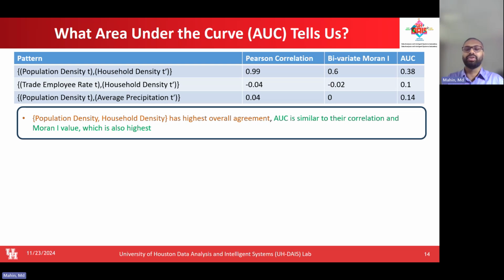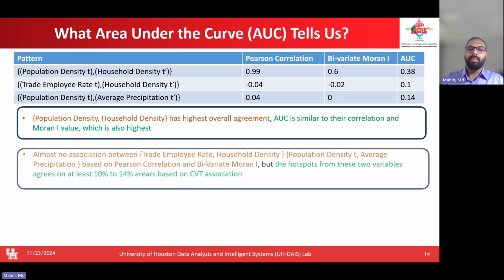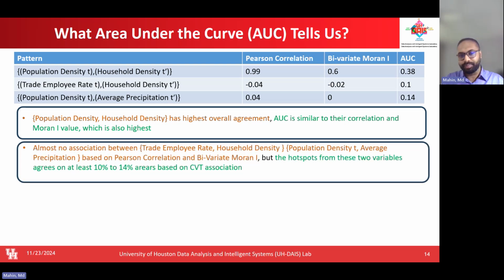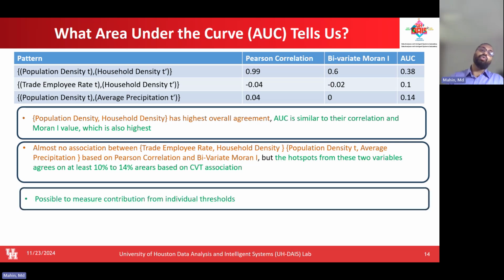Where they are high, the AOC is also high, and where they are low, the AOC is also low. But even when there is no correlation or association for Pearson correlation or bivariate Moran's I, because the values are something similar to zero in both cases, meaning there is no relation, our AOC can find that there is at least 10% to 14% agreement on average for different thresholds in these two variables. Now, another strongest point of our method is that we can go through these individual thresholds and check how much they agree, which is not possible for these measures.